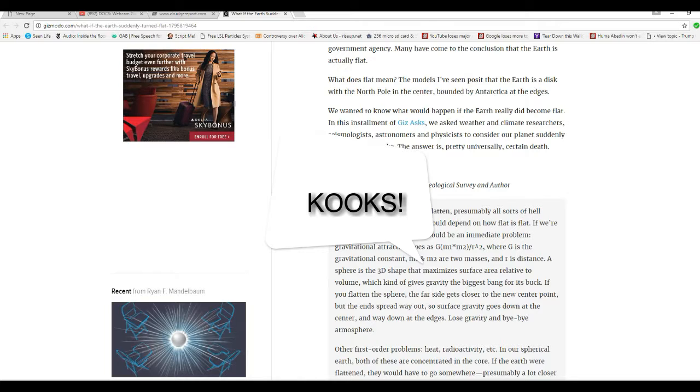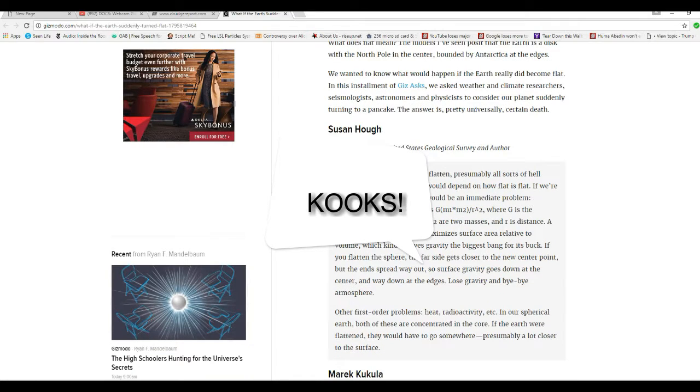I guess it would depend on how flat it is. If we're talking pancake flat, gravity would be an immediate problem. Gravitational attraction goes as G times M1 times M2 over r squared. I don't even know what that is. But anyway, you wouldn't have the gravity.